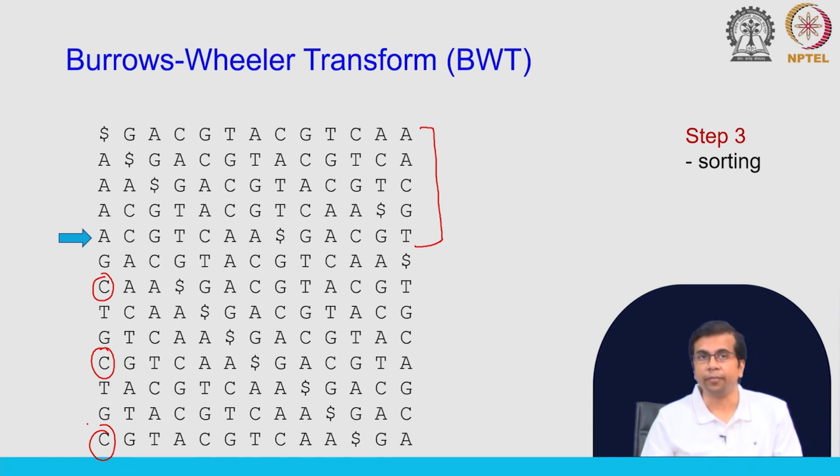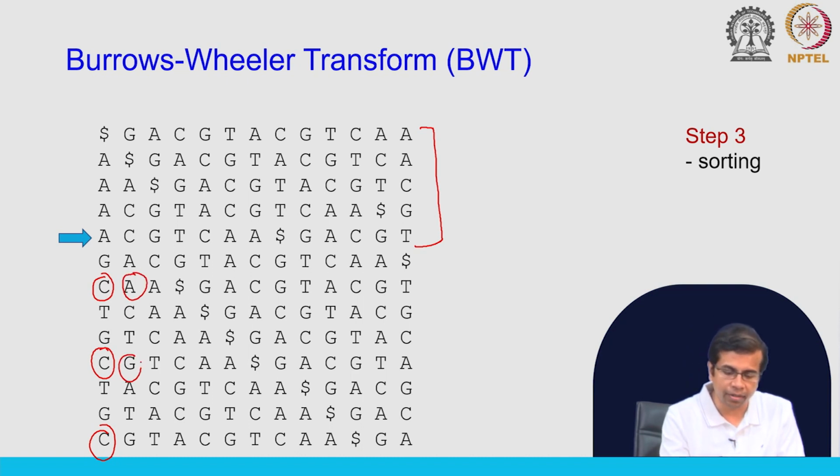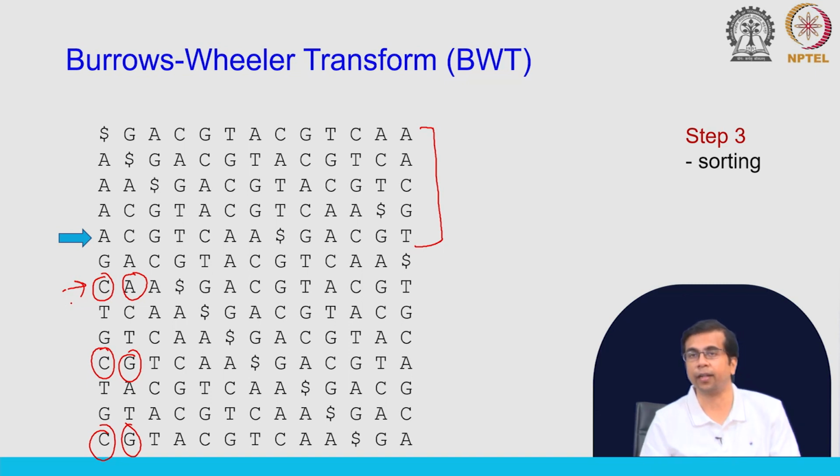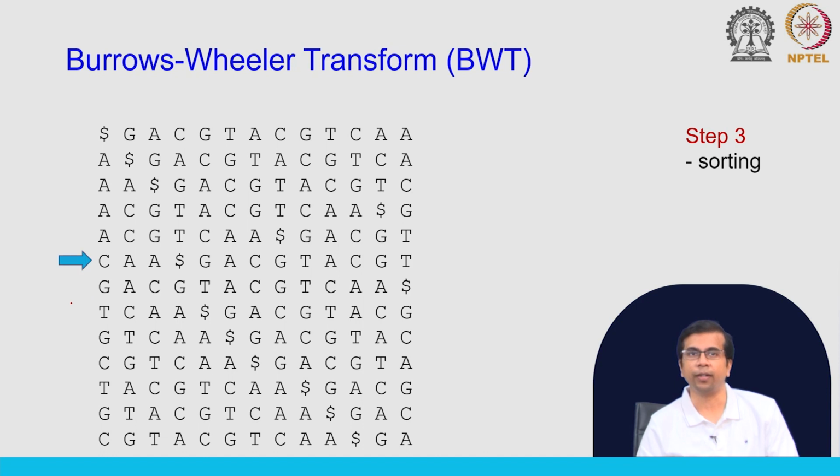Again there are 3 that start with C. Then we look at the second letter, we have A, we have G, we have G. So, this one starts with A, the second letter is A. So, we will choose this one, and this will come up here, and we have sorted this one.